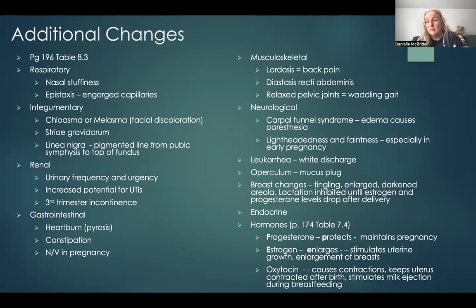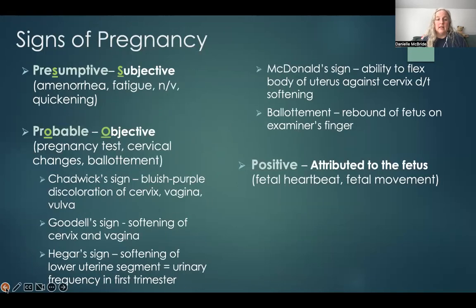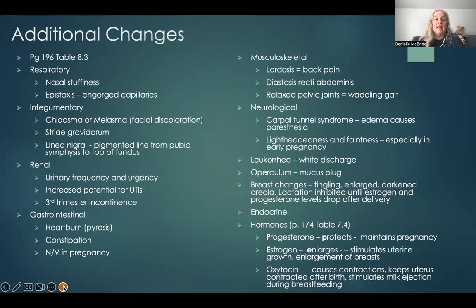Stretch marks. Okay. Renal wise, in the early pregnancy, we have more urinary frequency and urgency, and that is caused by, if we go back here for a second, oh, I went too far. You can see urinary frequency because of Hegar's sign. The lower uterine segment is getting softer, and so it's putting some pressure on the bladder, and so she's going to need to pee more in the early part of pregnancy. In the later part of pregnancy, she can need to pee more because the baby's putting pressure on her bladder.